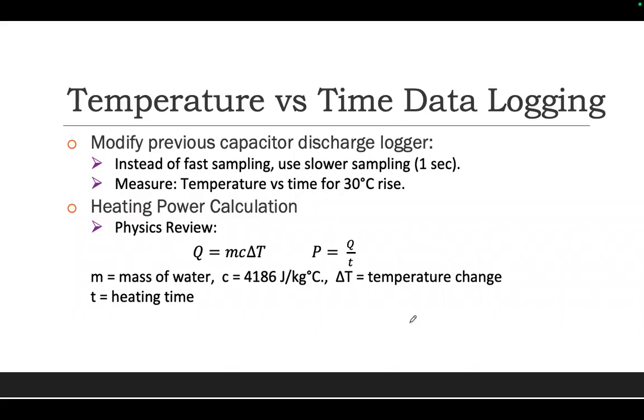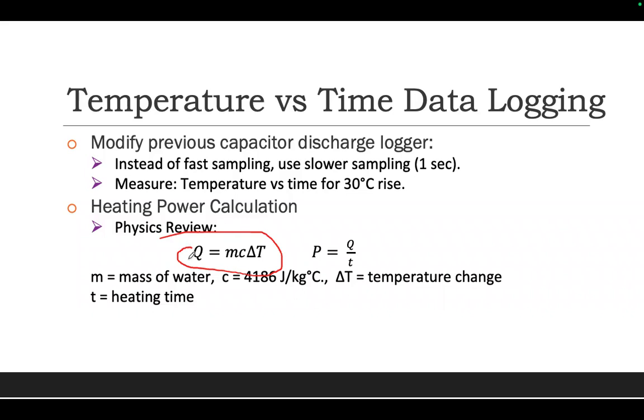And measure temperature versus time for a 30 centigrade rise. For today's lab, I want you to calculate the heating power. This is a physics review. I think you know this equation. This is heat energy. M is just the mass of water, which I give you, and C is a constant. Delta T is the temperature change.